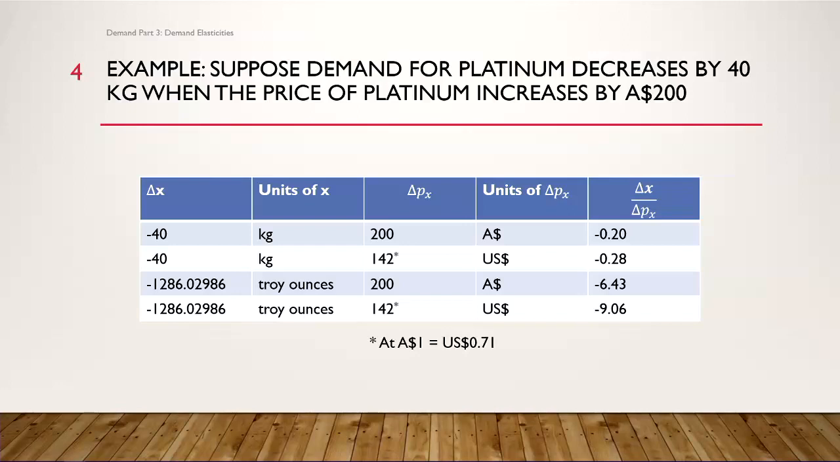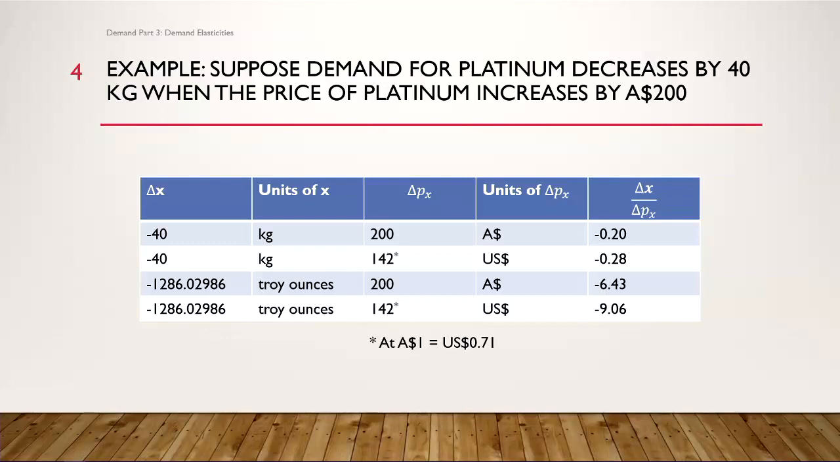So in this example, I changed the units of the quantity demanded, the units of X, using either kilograms or troy ounces, and likewise I changed the prices using either Australian dollars or US dollars, with the Australian dollar at 71 cents US, if only. This is last year's data. And notice in all four combinations of units of measurement, we get four different measures of the slope, anything from minus 0.2 all the way up to minus 9.06. So that's unfortunate.